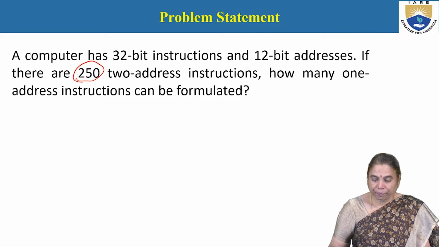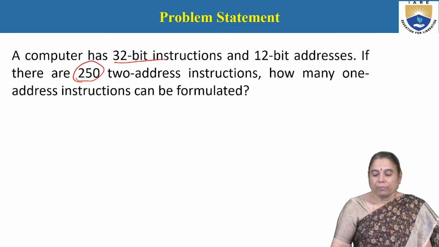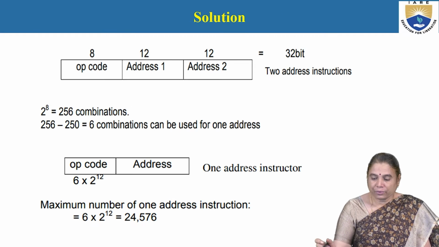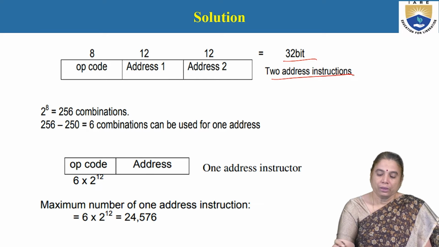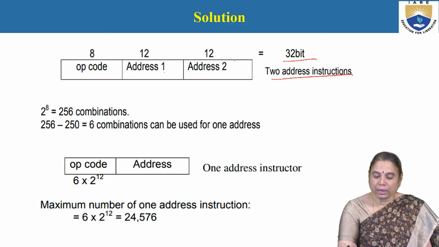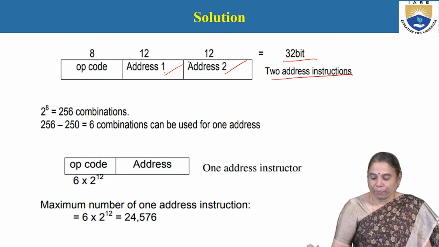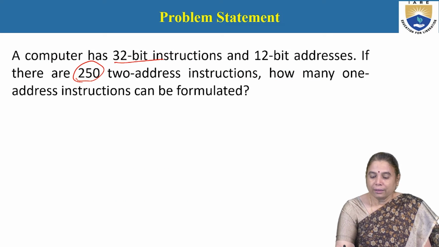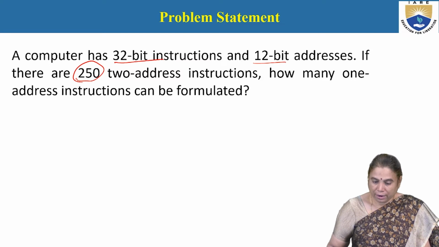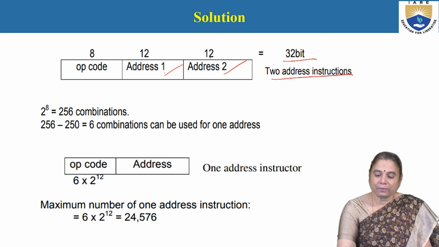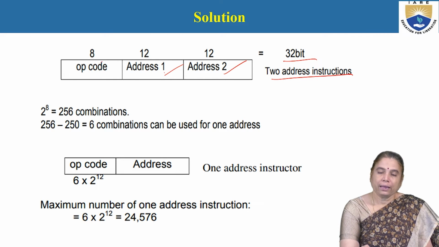So here it is a 32-bit instruction. So the length of the instruction is 32 bits. But it is a 2 address instruction, so address 1 and address 2 can be provided, and each address can be a 12-bit address. So in the 32 bits, 2 addresses of 12 bits each occupy 24 bits. The total is 32 bits. The remaining 8 bits are used to represent the opcode.